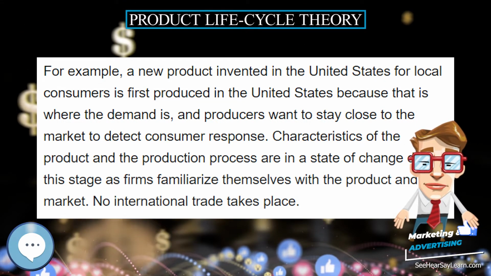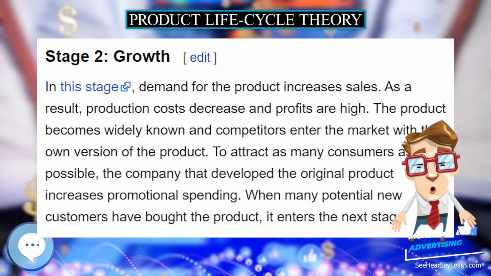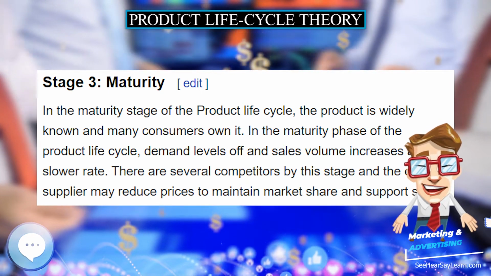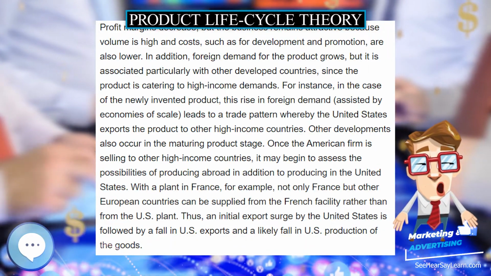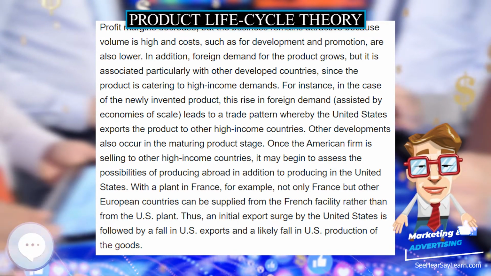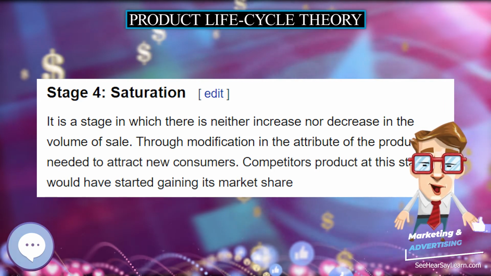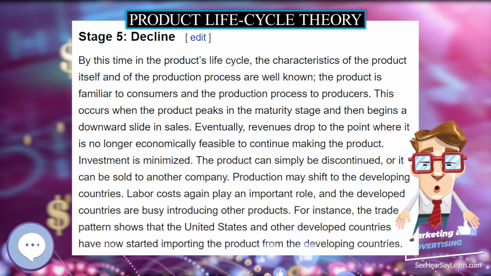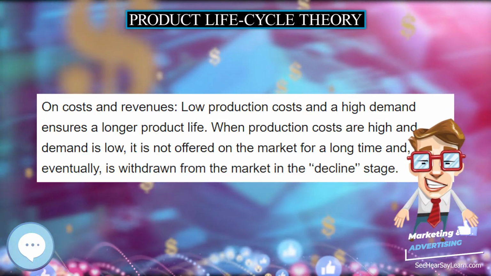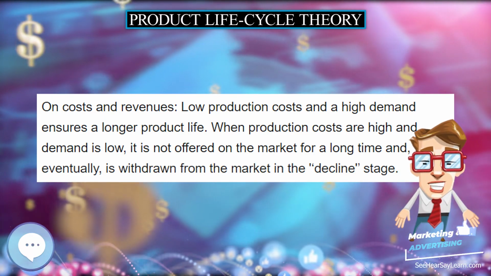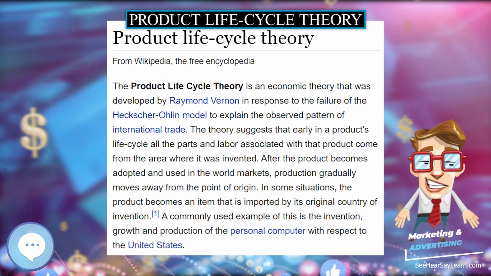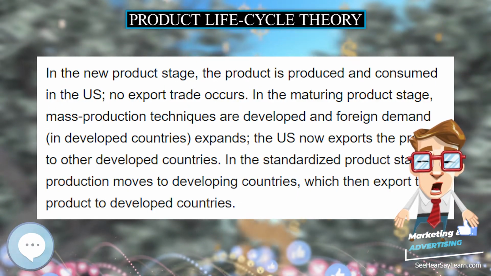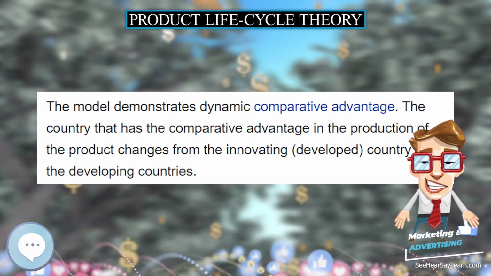A commonly used example of this is the invention, growth and production of the personal computer with respect to the United States. The model applies to labor saving and capital using products that, at least at first, cater to high-income groups. In the new product stage, the product is produced and consumed in the US. No export trade occurs. In the maturing product stage, mass production techniques are developed and foreign demand, in developed countries, expands. The US now exports the product to other developed countries. In the standardized product stage, production moves to developing countries, which then export the product to developed countries.